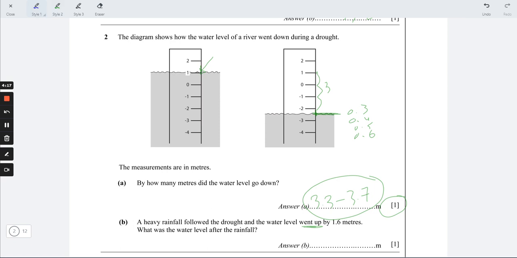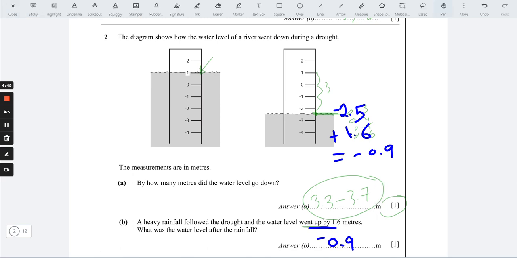So let's say that this point here is -2.5. Now -2.5 plus increasing by 1.6 meters, plus 1.6, you will get -0.9. So the answer here is -0.9.